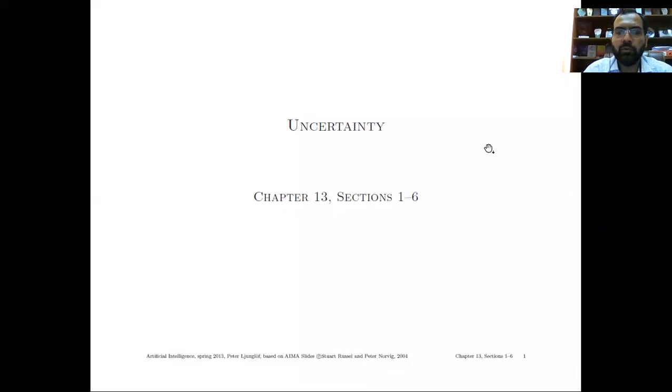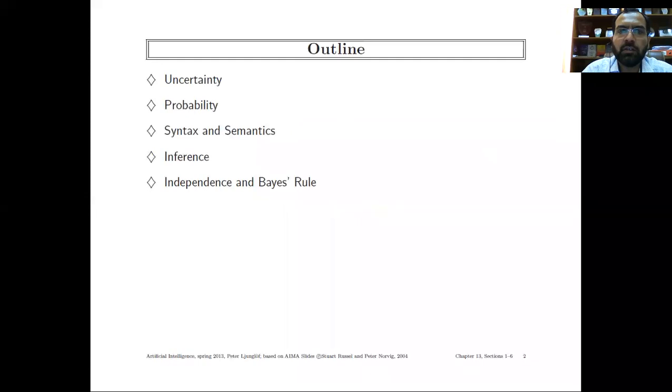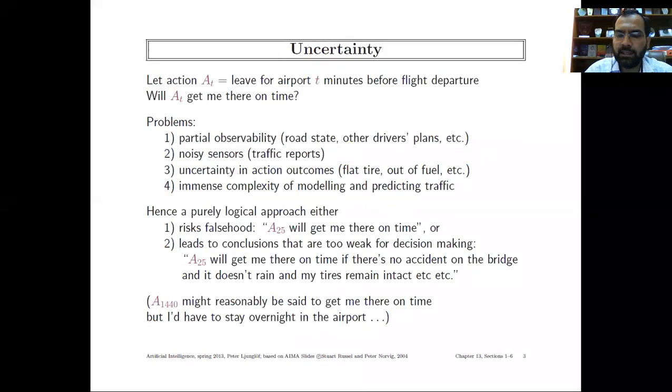Bismillah ar-Rahman ar-Rahim. Today we will start our discussion on uncertainty, and this chapter refers to the textbook of AI by Russell and Norvig. In this book, we'll try to cover the concept of uncertainty, probability, syntax, and semantics, how to represent that probability, how we can infer, and what is the application of Bayes rule.